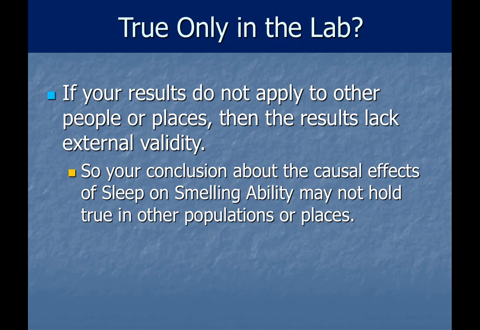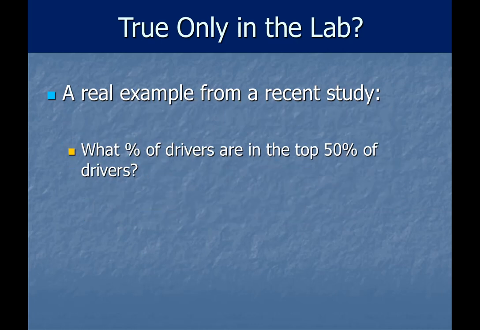So if your results do not apply to other people or places, then we'd say the results lack external validity. So your conclusion about the causal effects of sleep on smelling ability, or whatever you found in the lab, even if those results were valid within the lab, they may not hold true in other populations, other people than the type of people you looked at, or in other places. So if you did your study in one culture, you may find that in other cultures that relationship isn't true. That would be an issue of external validity.